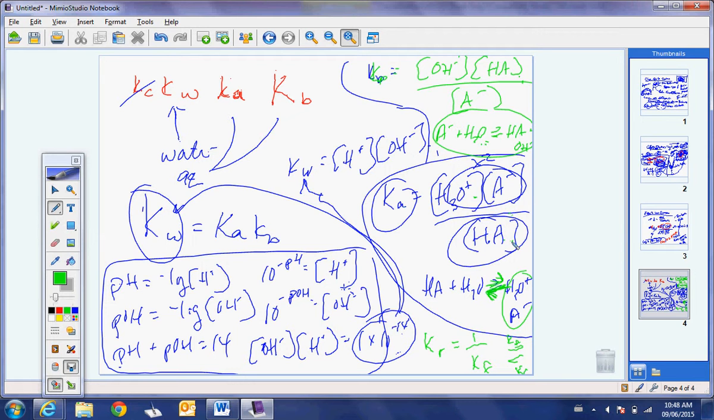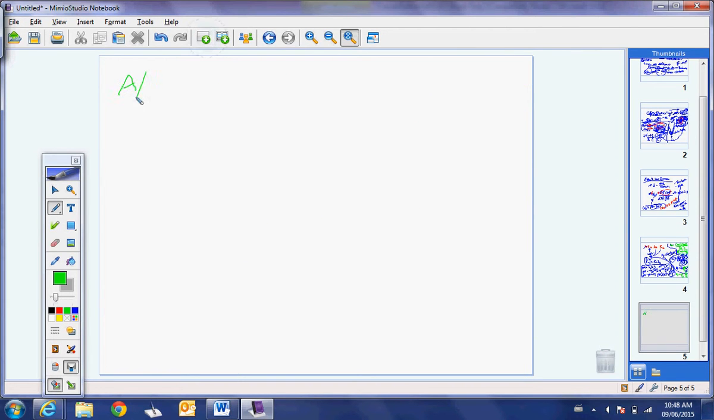Okay, KW, KA, KB, KC sorted. Good. So then acid-base equilibrium. This is more just ICE tables, although we did ICE tables for the other ones as well, right?